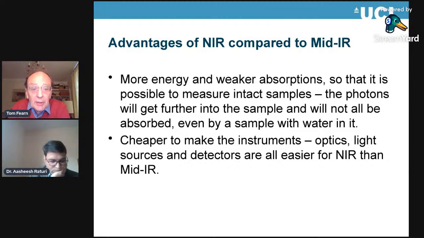There's a secondary reason, which is that it's actually cheaper to make NIR instruments than mid-IR. The optics are cheaper. Silica glass is transparent to NIR, but it will absorb mid-IR, so you have to go to quartz for mid-IR. And a tungsten filament bulb is a perfectly good source of NIR radiation. You probably need something more specialized for mid-IR. The detectors are simpler. Everything gets a bit simpler in the near-infrared region, so it's cheaper and easier to build the instrument.